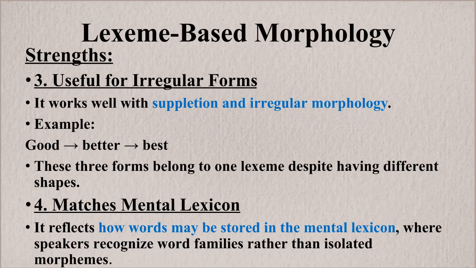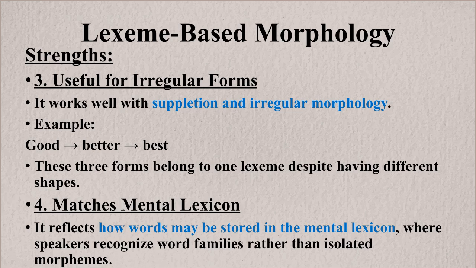Now we move to 2 more important strengths of Lexeme-based morphology. First, it is very useful for explaining irregular forms. In many languages, not all word forms follow regular patterns. Some words change completely in unexpected ways, which we call suppletion and irregular morphology. For example, we say good, better, best. These forms do not follow a regular rule of adding affixes, yet they are still understood as belonging to one unit. Lexeme-based morphology explains this clearly by treating all of them as different forms of a single lexeme rather than separate words.